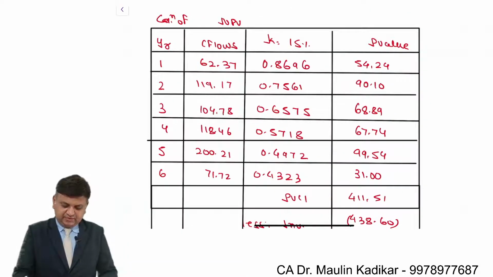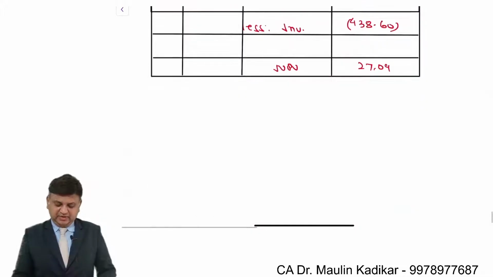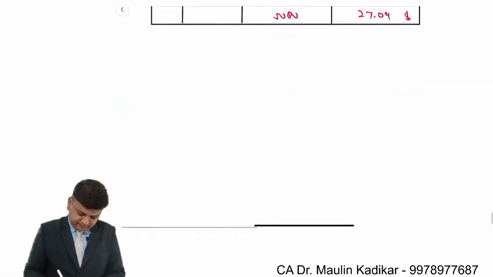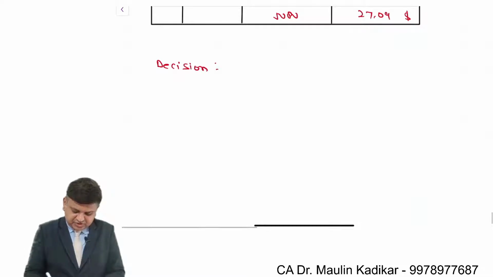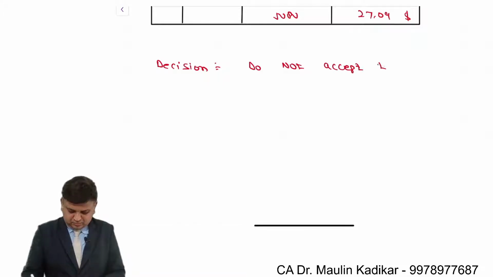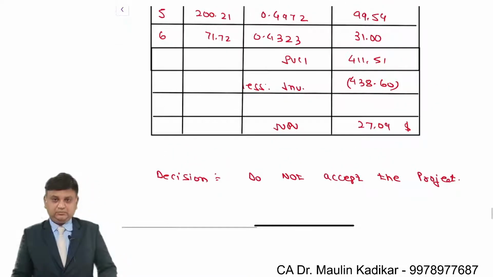That is the way the NPV is calculated in the home currency, the dollar currency, and we understand that as the NPV is negative, the project should not be accepted. Decision: do not accept the project. That is what we understand.